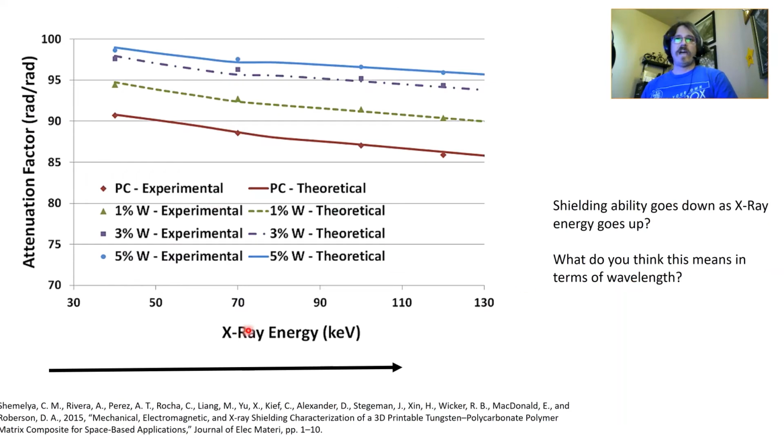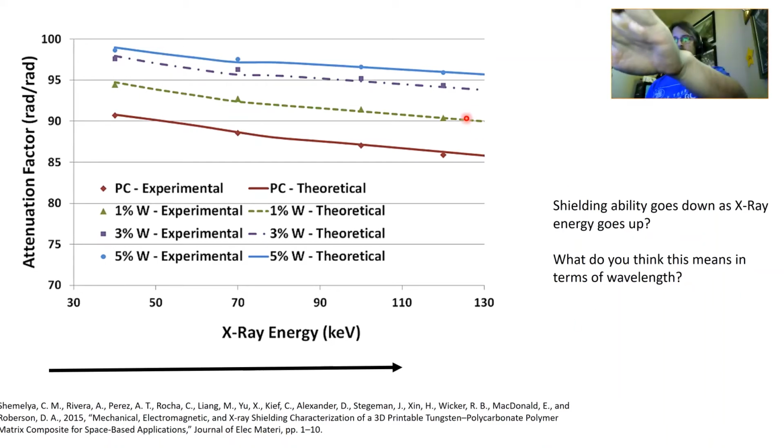This is another graph, and they changed the X-ray energy. One thing that you want to realize is that your X-ray shielding, your mass absorption coefficients, will change depending on the energy of your X-rays. I'm asking you to bring things that we talked about in the previous lecture together with this lecture. So the shielding ability goes down as the X-ray energy goes up. What do you think this means in terms of wavelength? Well, as the wavelength gets shorter, the energy goes up. So you have to think of things in terms of that.